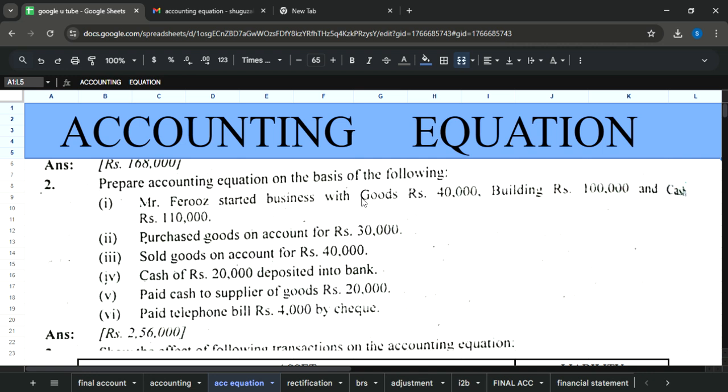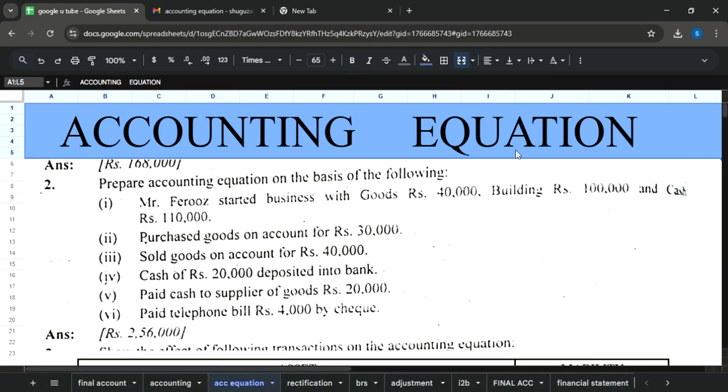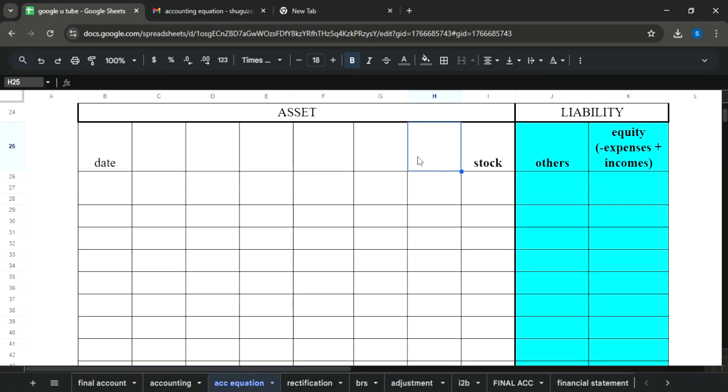Anything which is provided by the proprietor is called capital. So here we have three capitals: 40,000, 1 lakh and 1,10,000. All these are capitals but in three different shapes. First we have goods. Goods are your assets, so you can increase stock here. The next thing provided by the proprietor is building. Building is also an asset.